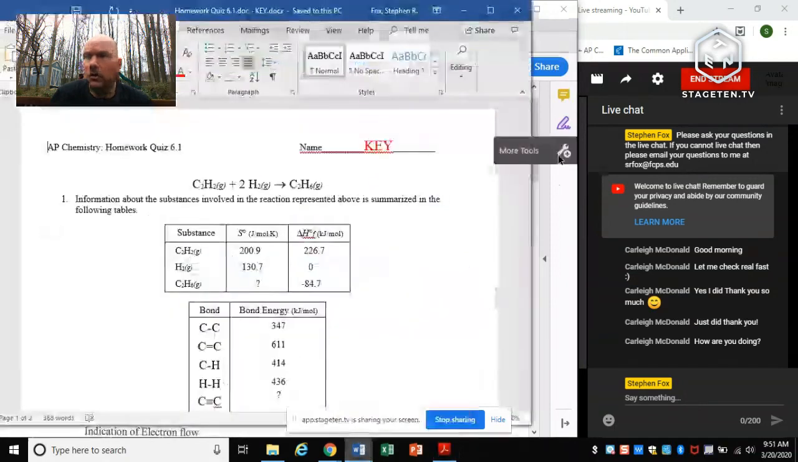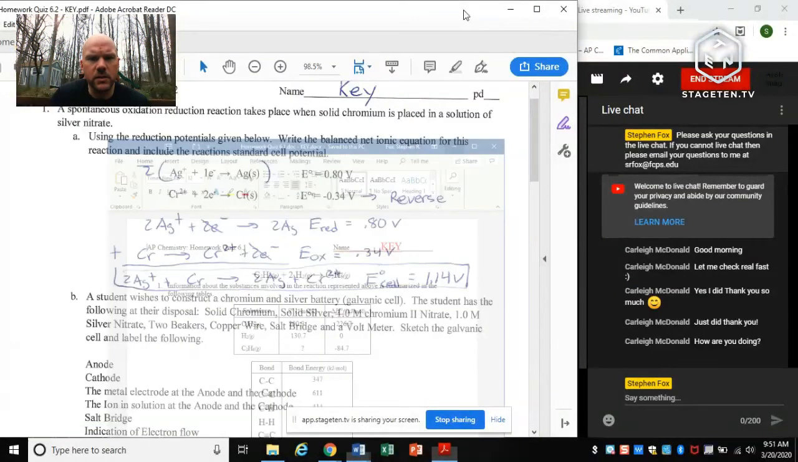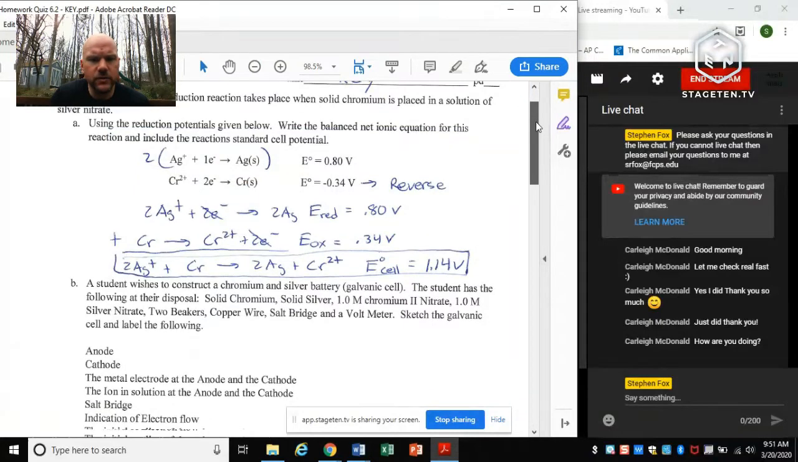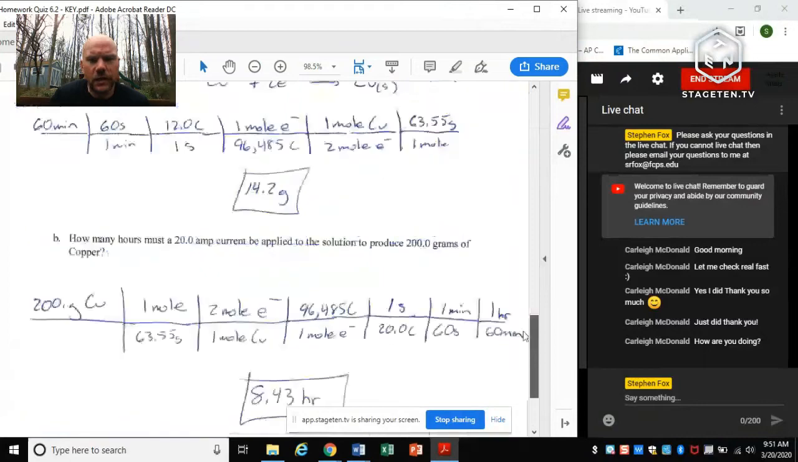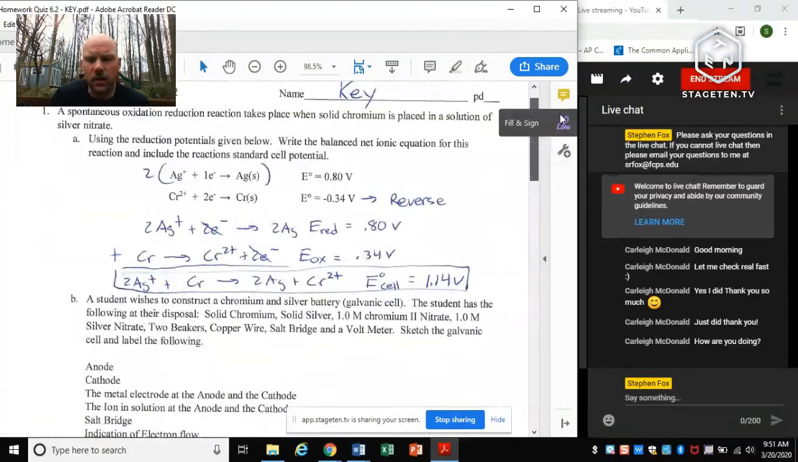All right, I'll open it up to questions about the 6.2 quiz. So hopefully you went through the 6.2 quiz on your own and then maybe checked the key yesterday. Let me know if you have any questions on the 6.2 quiz, on the electro stuff. Any questions right off the bat? Okay, so 1C on 6.2, all right?